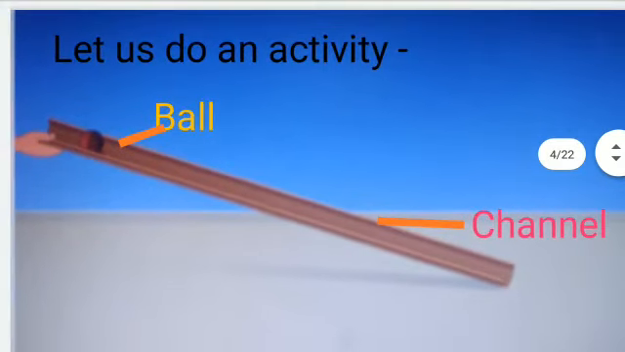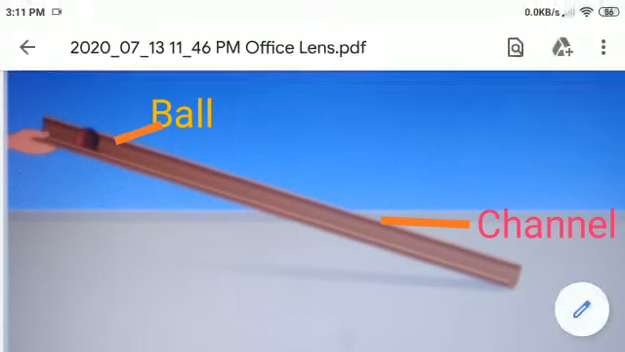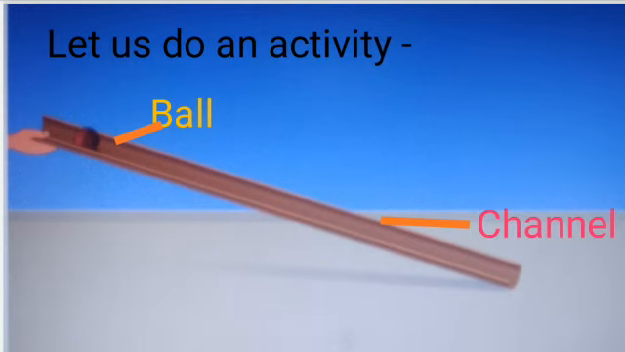Let us do an activity. Take a 1 meter long plastic tube and cut it lengthwise into 2 halves. Take one of the channel shaped pieces. Place one of its ends on the ground and hold the other at some height from the ground as shown in the picture. Take a small ball and release it from the upper end of the channel. Observe the velocity of the ball as it rolls down along the channel.